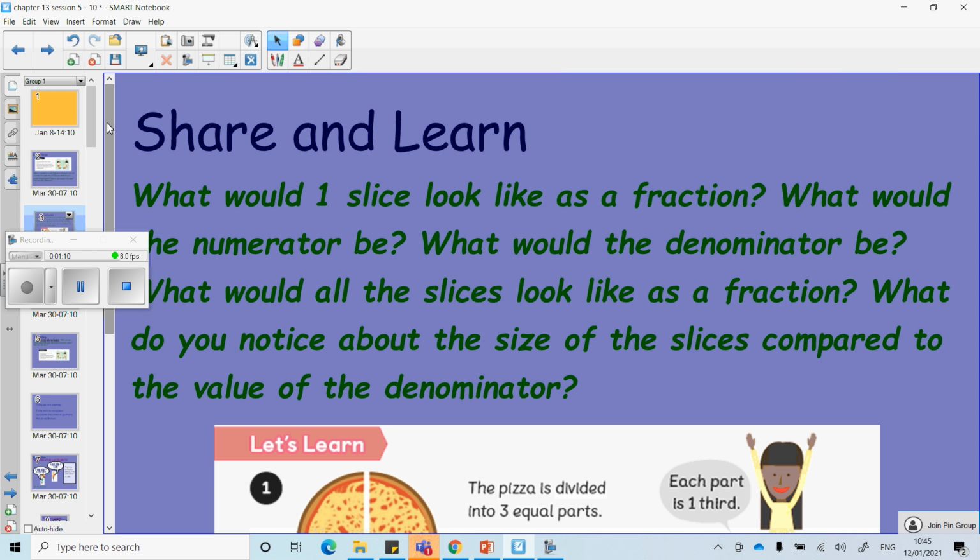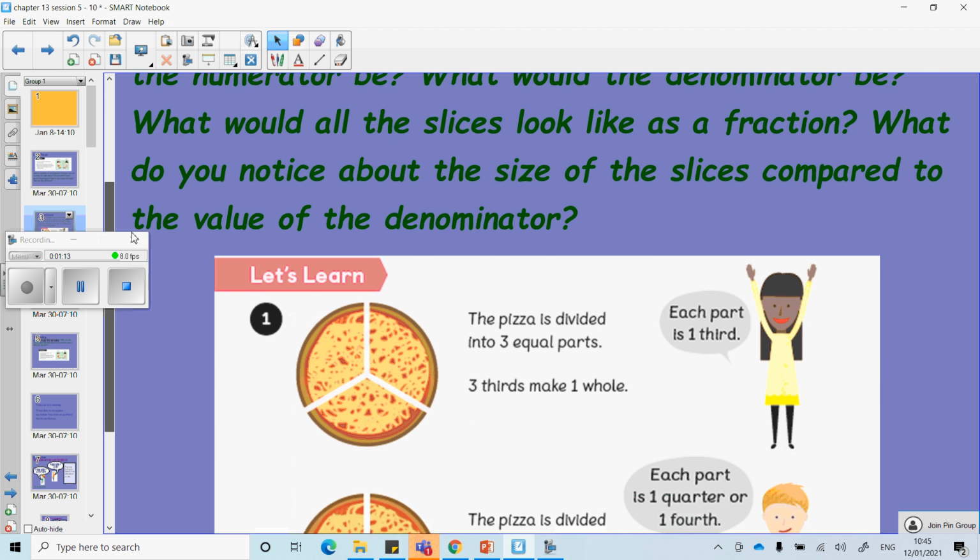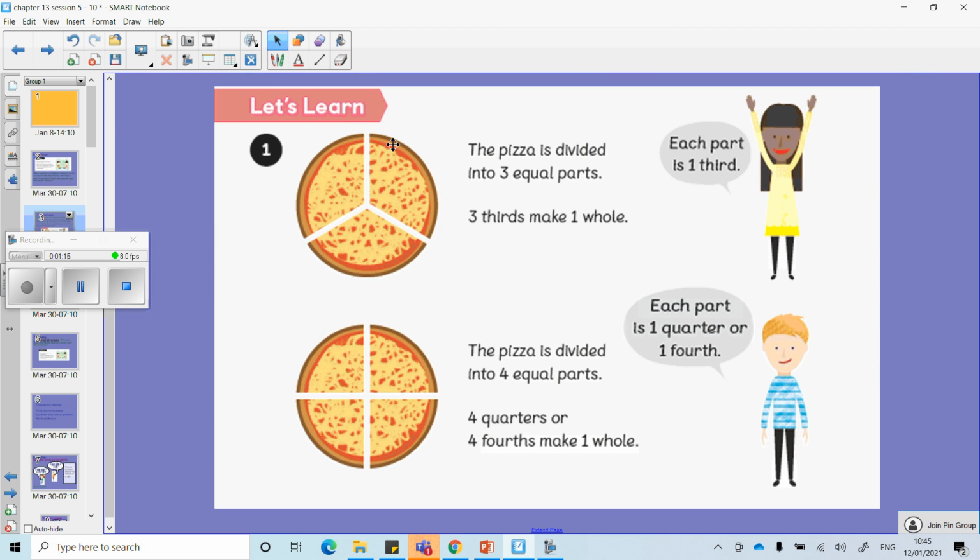Okay, so let's have a little look here. Here is Ruby's pizza. She said she ate 3 equal pieces. And down at the bottom here is Charles's pizza. He said he ate 4 equal slices. And they did say they ate the same amount. So if Ruby ate 3 parts out of 3 equal parts, she ate 3/3.